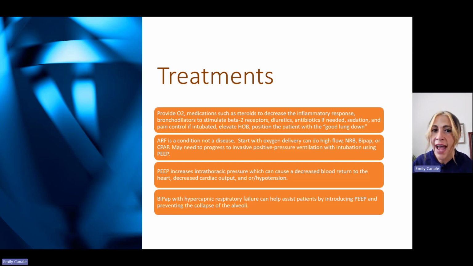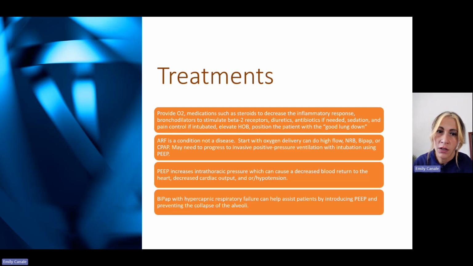Let's say we tried that and it didn't work, then they might end up having to be intubated, or maybe they need a tracheostomy placed, and they're going to be placed on a mechanical ventilator. But the main thing is that we want to keep that positive pressure.